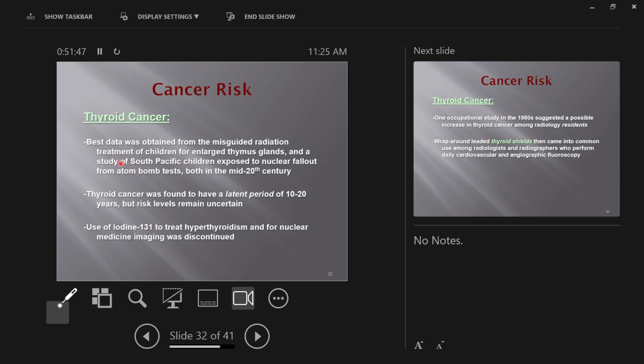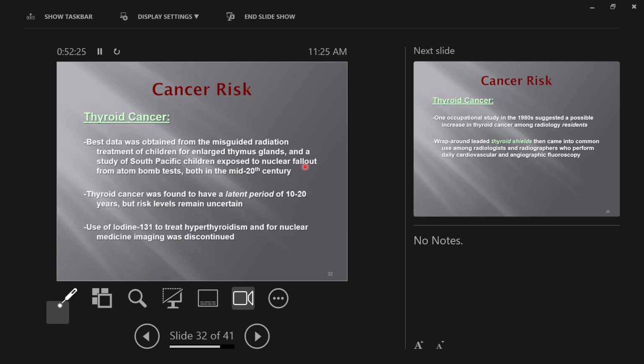So that and a study of South Pacific children exposed to nuclear fallout from atomic bomb tests in the mid-20th century. This is unfortunate because these are groups of people that were exposed to nuclear fallout, not from, I mean, it's also bad that they get exposed to nuclear fallout from weapons used during war, but these are just from the tests, right? The tests we did in the South Pacific. Those videos you see, if you've ever seen videos of atomic bombs exploding in the ocean, black and white videos, those are the South Pacific atomic bomb tests. I think they only did a couple of them. They did it to make sure their weapons worked.